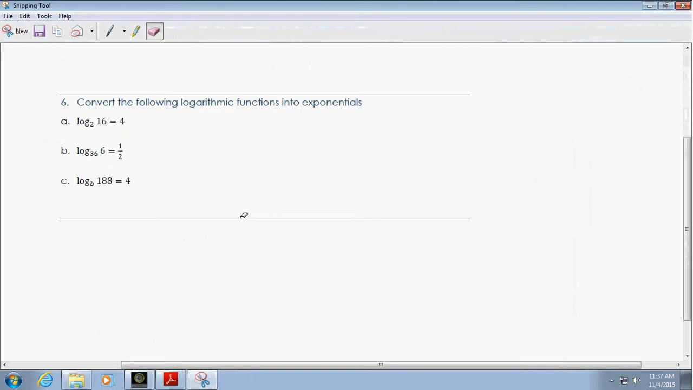All right, so how are we going to convert these into exponentials? Same way, right? Base, go across. So what is log base 2 of 16 equals 4?